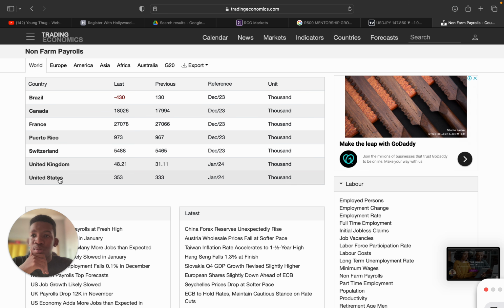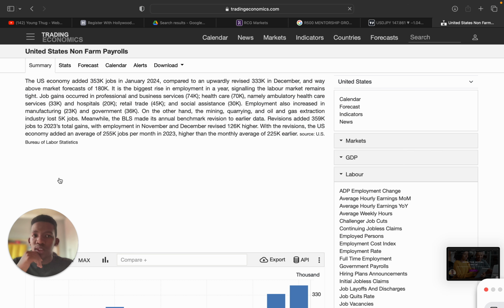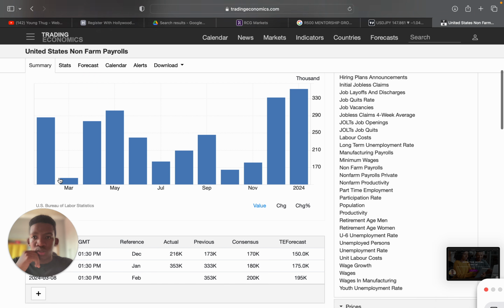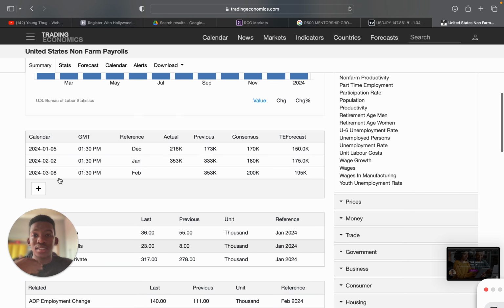Now we know that with NFP, we want to trade United States companies. So we scroll down and we want to see the previous points, the forecast and the actual units that NFP provided in past events. This is just for probability's sake. We're not saying that if NFP was selling 3 times in a row in past months, that means this time it will still sell. No, we're looking at probability here.